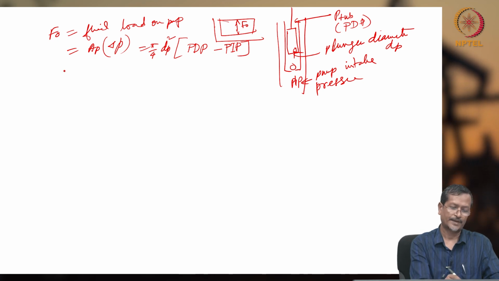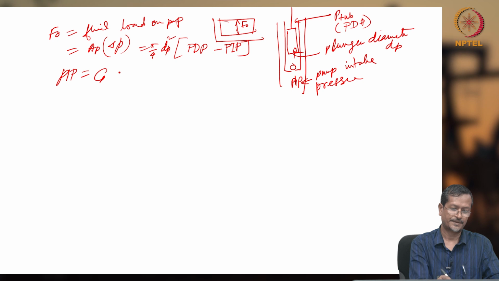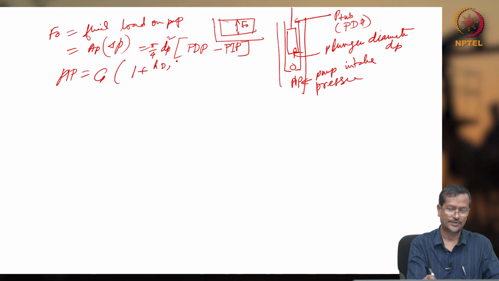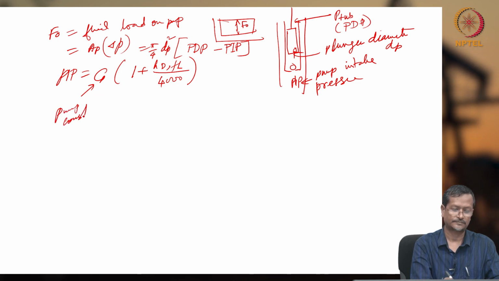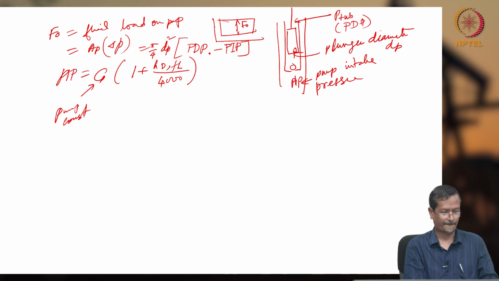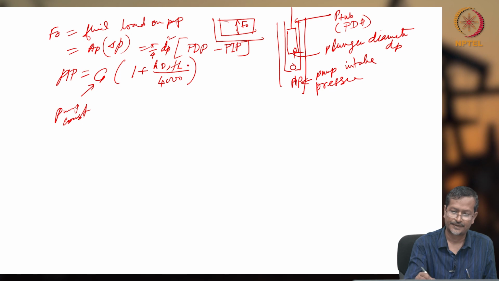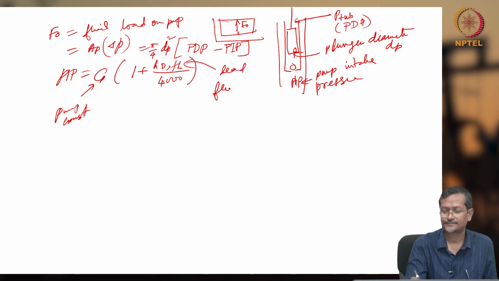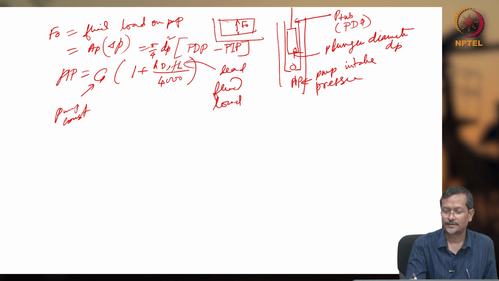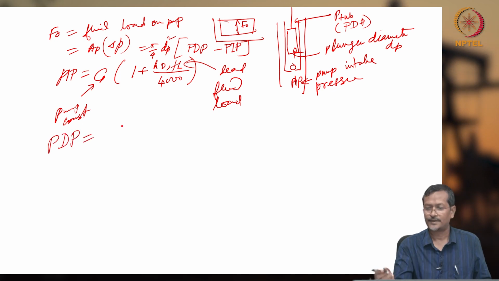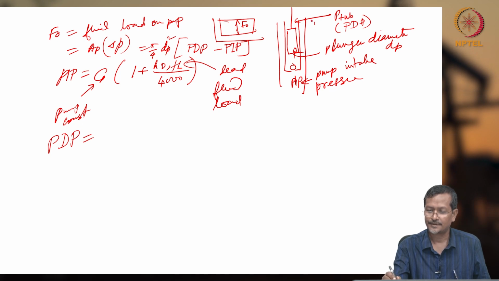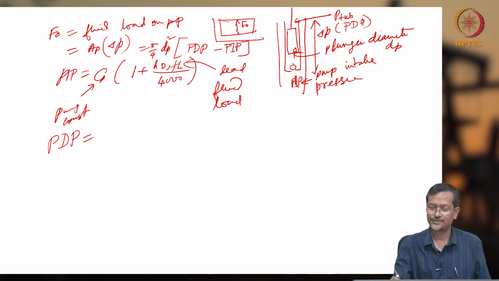But you have to use the symbols uniformly, whatever you are using, everywhere. So PIP equals Cp times (1 plus HDFL by 40,000). This unit conversion term is the pump constant. Cp is the pump constant, and HDFL is the dead fluid load, gas free. This is the dead fluid load. And PDP. This difference between PDP and PIP is del P.